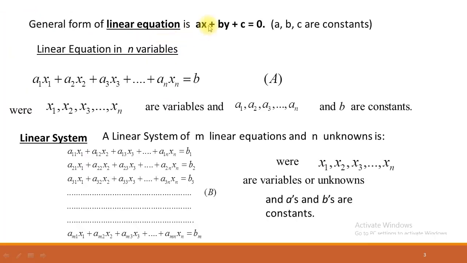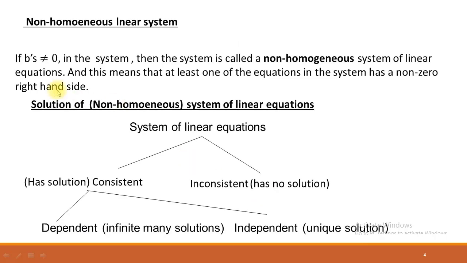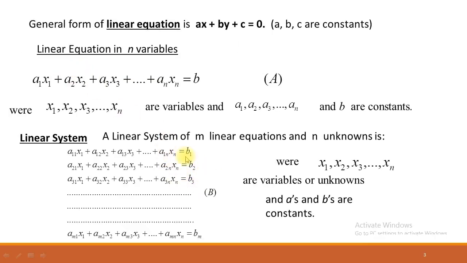In the general form of a linear equation, if this constant term c is equal to 0, then the equation will be a homogeneous linear equation, and if this constant term c does not equal 0, then the equation will be a non-homogeneous linear equation. Similarly, for the system of linear equations, this is system B.